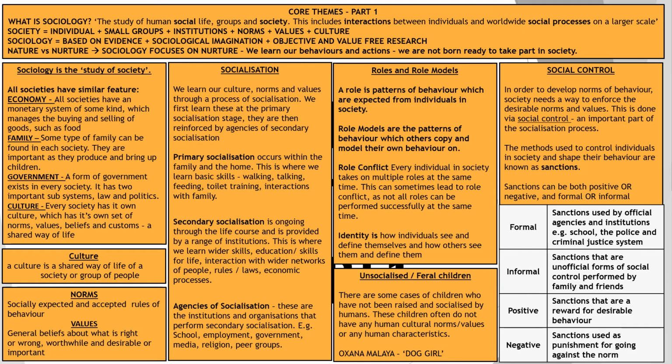And here we have just a summary of the different types. So formal and informal sanctions, which is kind of official and unofficial control on our behaviour, and we can be rewarded for positive behaviour and punished for negative. And there we have it, just over 5 minutes, but an overview of our first week of sociology.